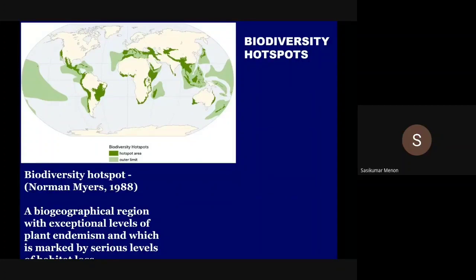According to him, it is a biogeographical region with exceptional vegetation endemism, plants being endemic, and having severe stress of habitat loss. So a biodiversity hotspot has to be looked at as a place which is severely losing habitat, and which needs to be conserved on the most urgent basis. Having biodiversity hotspots in India is not a gain for our nation. It's actually that we are not protecting our habitat.